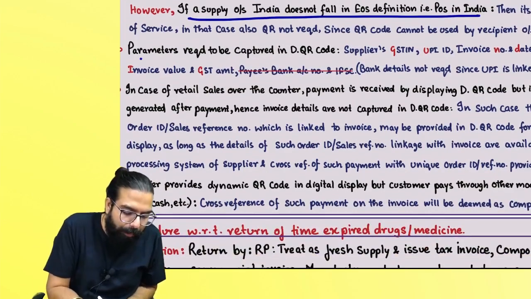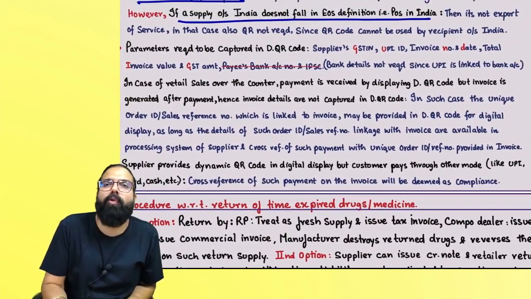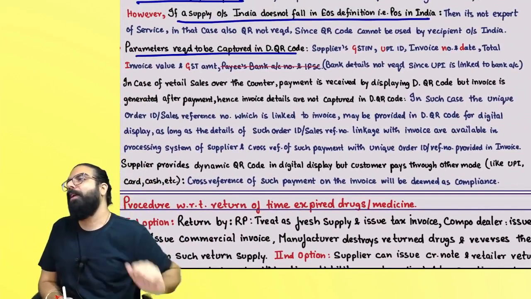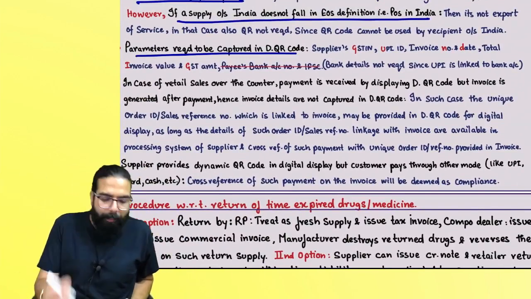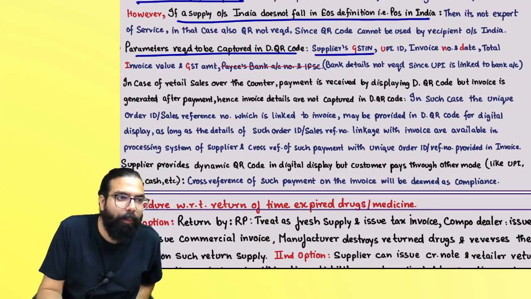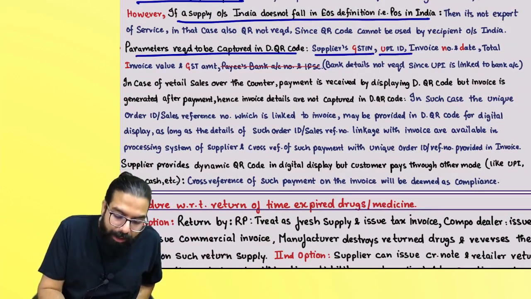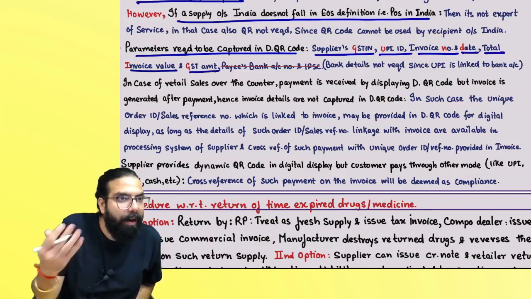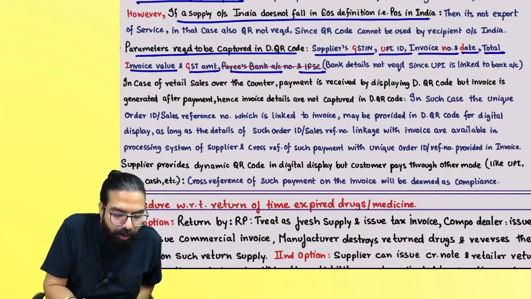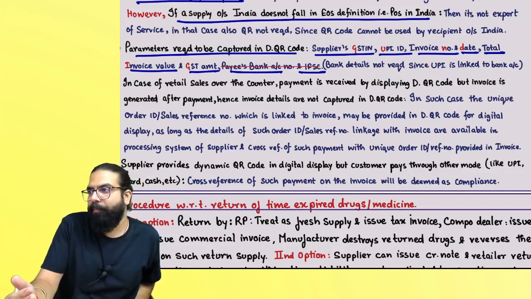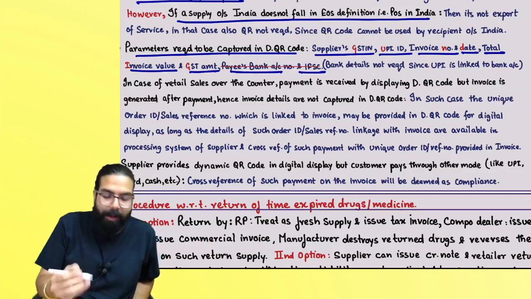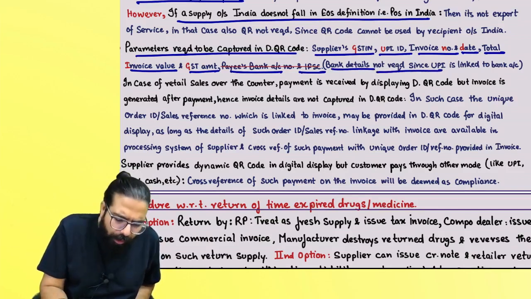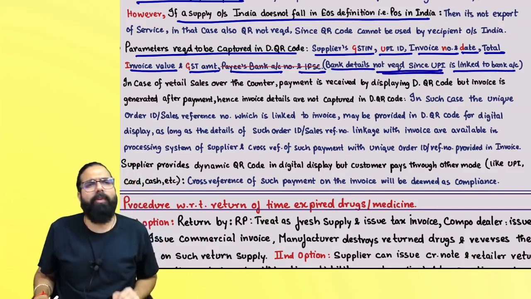The next one over here, people went ahead and asked, what are the parameters that should be captured? When I am giving the dynamic QR code, what are the parameters that should be captured in a dynamic QR code? Government went ahead and told, supplier's GSTN number should be there, UPI ID should be there, invoice number, invoice date, total invoice value, and GST amount should be there. Earlier it was told that your bank account and your IFSC code also should be there, but then government went ahead and further clarified, giving one more clarification saying that, sir, bank details not required since the UPI is already linked to the bank account.